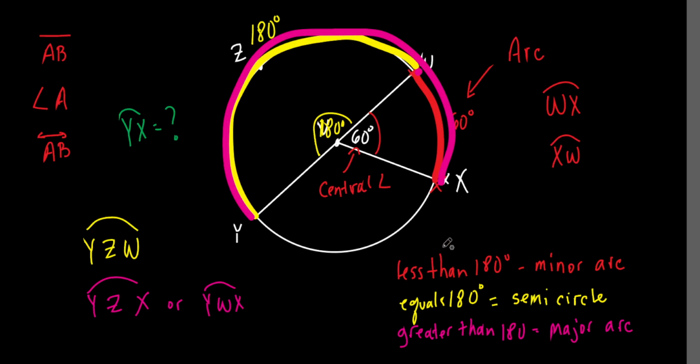I guess you could do that. I think there's a really easy way to do it. What's the easiest way to do it? Exactly. The 180 minus 60.